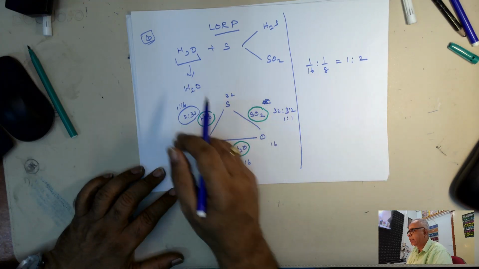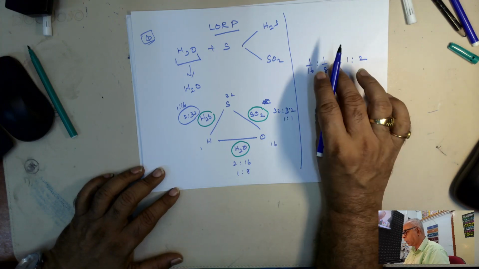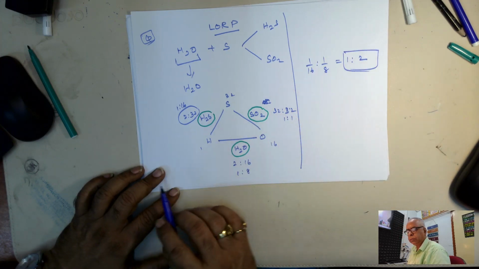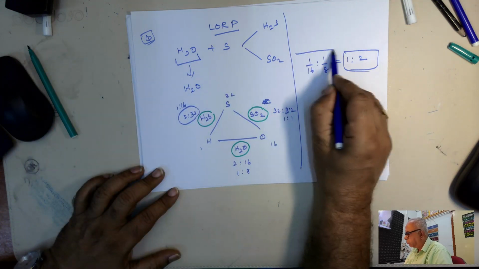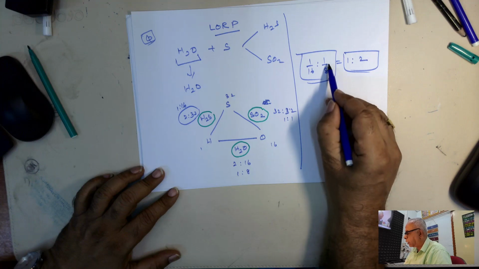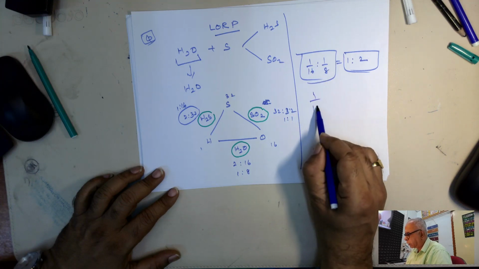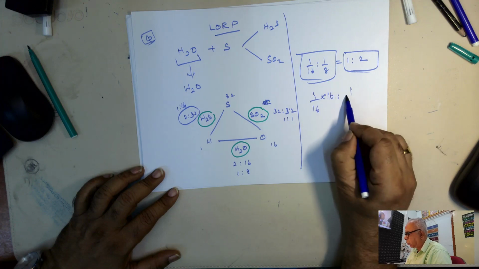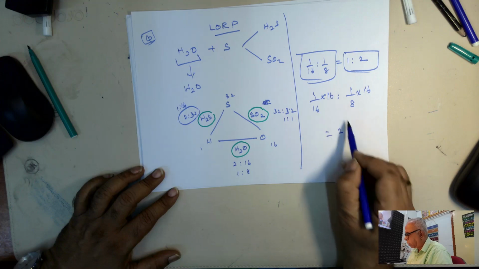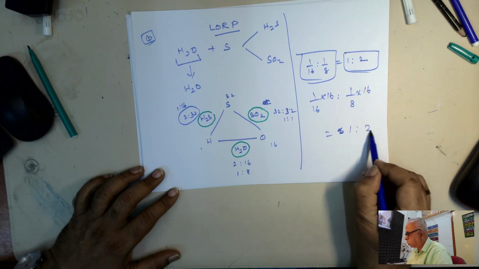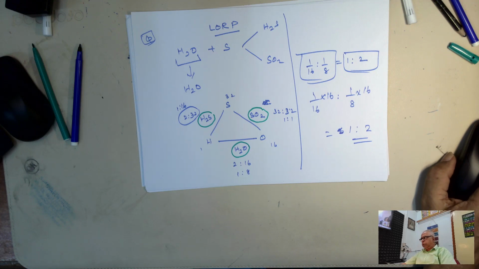So likewise we can establish. But you have to convert this as a whole number ratio. So for this ratio, how do you do it? You have to multiply by 16. So 1 by 16 into 16 is to 1 by 8 into 16. So it makes 1 is to 2. Okay. Got it?